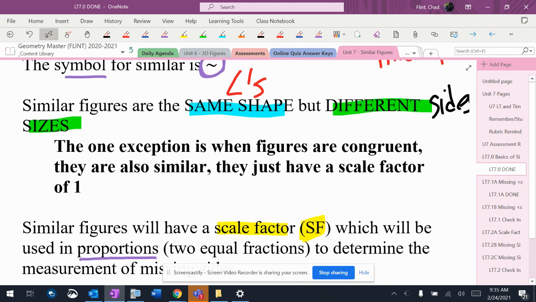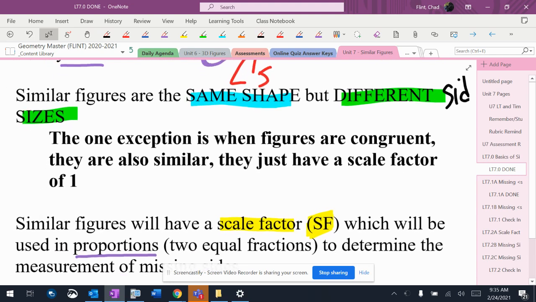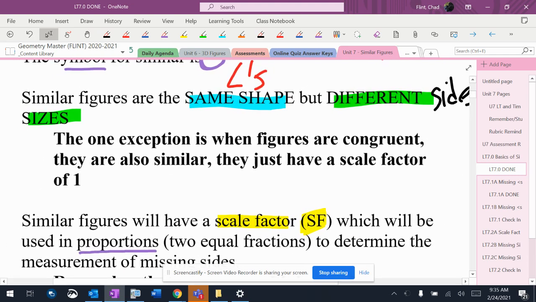The last little evil trick that gets thrown in here is we say similar figures have the same shape but different sizes, and there's one exception. If you really want to make sure that you fully understand similar, the only thing that's required for similar figures is that they have the same angles. The sides don't have to be different for them to be considered similar. So the one exception is when the figures are congruent, they're also similar.